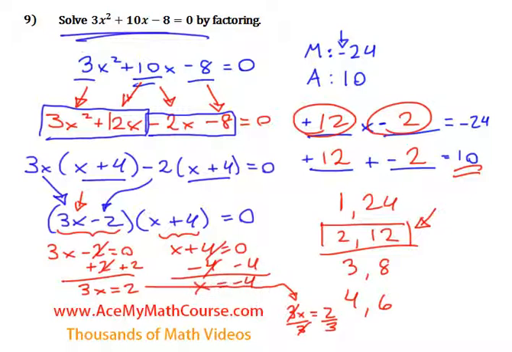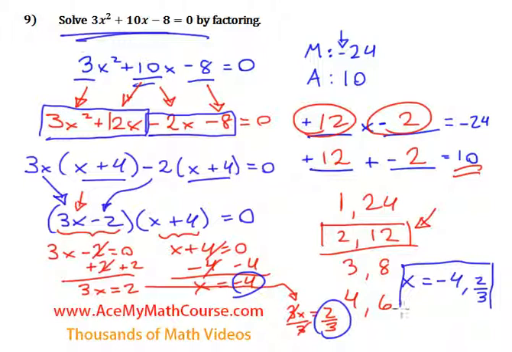Great. So our final answer is x is equal to negative 4 and 2 over 3. Both of them are valid answers. That's it.